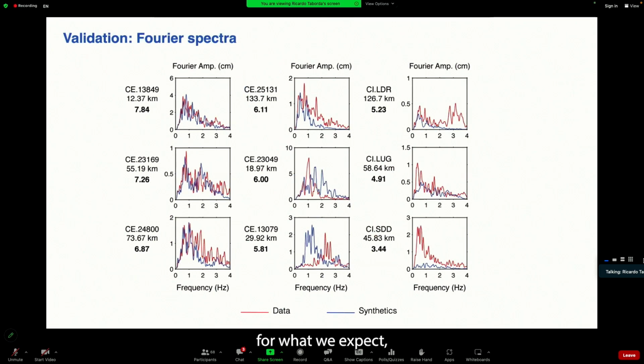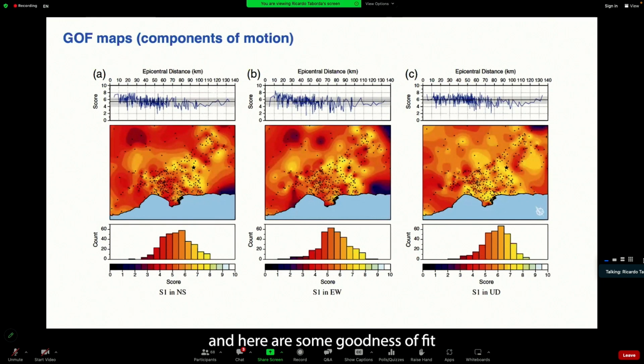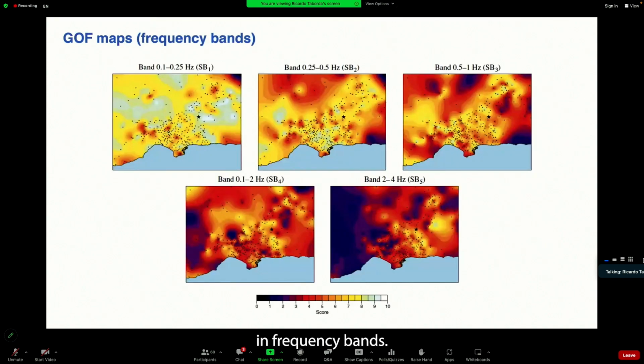And here are some examples for Fourier spectra. And here are some goodness of fit maps that show you over the whole area of simulation how good you can do compared to the data. And again, many variables, so you can do this in different directions, components, and so on. You can also do it in frequency bands, and then depending on the frequency bands, you will do better or worse because you have more accuracy in terms of resolution or in terms of the models that you're using for that. Typically, the higher you go in frequency, the poorer you go in the fit, because of the resolutions of the underlying models for your simulations.